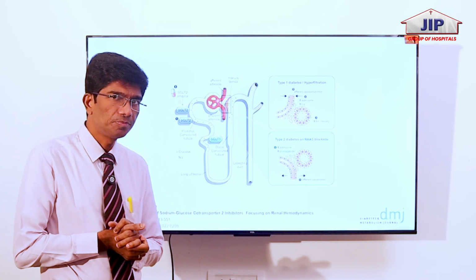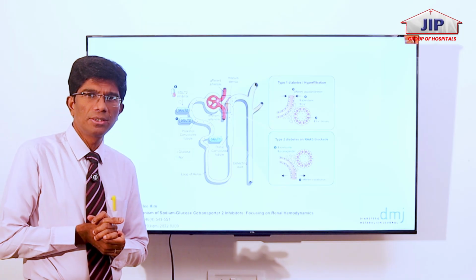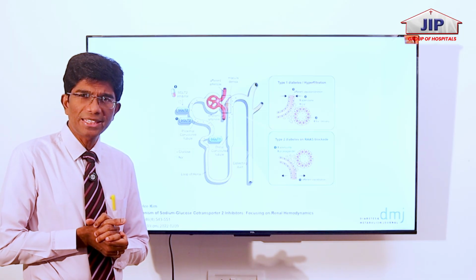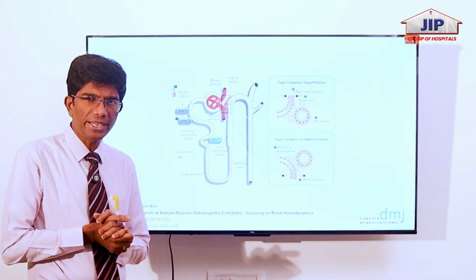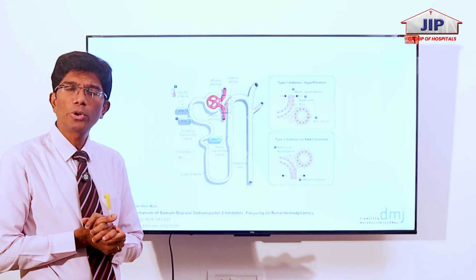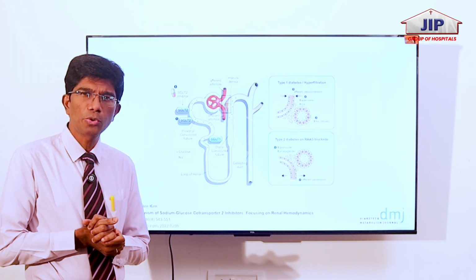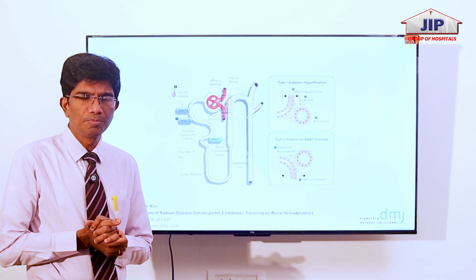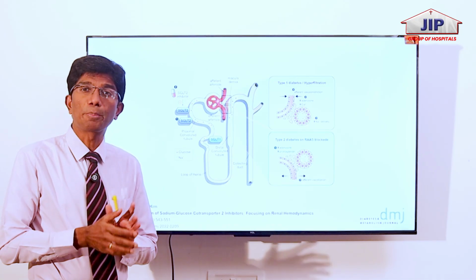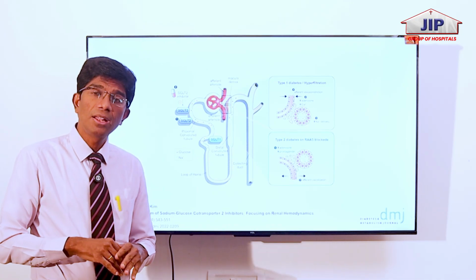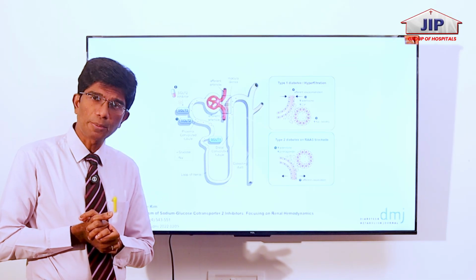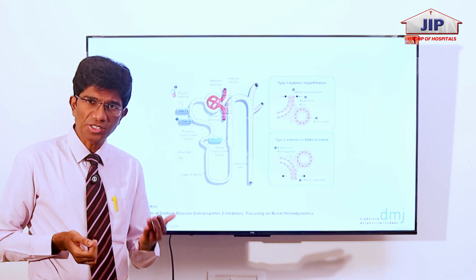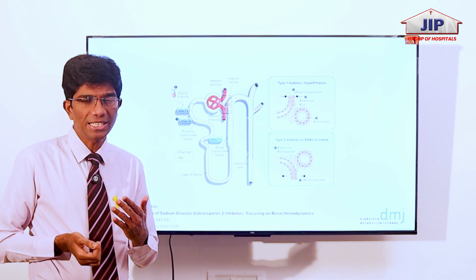So let us see. What is SGLT? SGLT is nothing but sodium glucose cotransporter. These transport proteins are of two types: sodium glucose 2 transporter and sodium glucose 1 transporter. Sodium glucose 2 cotransporters are predominantly present in the kidneys. On the other hand, sodium glucose 1 cotransporters are present in the kidneys, intestine, heart, skeletal muscles and so on.